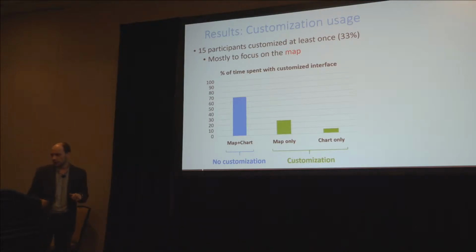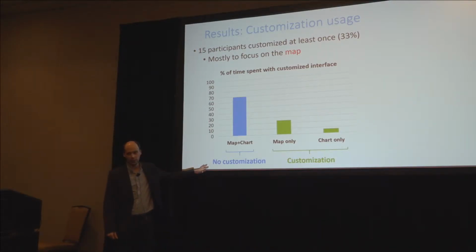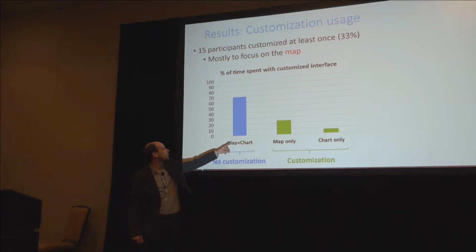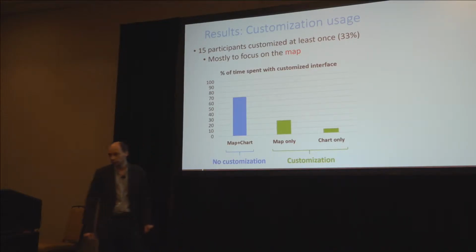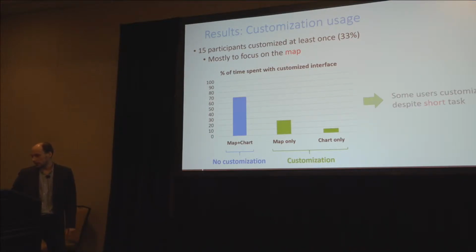First, we found that 15 participants customized at least once. As shown on this chart, they did it mostly to focus on the map. This is the proportion of time spent processing the customized interface. Blue means there was no customization, so the two visualizations were displayed, and green means only the map or the chart was visible, so the user was working with a personalized interface. You can see that, in proportion, when users used a customized interface, it was mostly to focus on the map. Even though only a minority of users customized, because the task was very short, only 4 to 5 minutes on average, it's still interesting to see that some people try to leverage the customization mechanism.